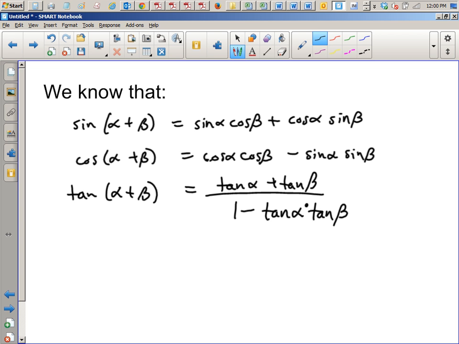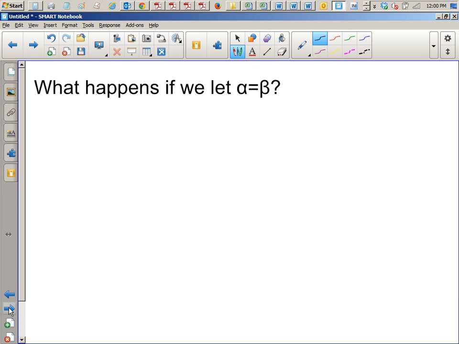But listen, these are true for all angles, not just specials. You guys understand that, right? These are true if alpha is 1 degree and beta is 14 degrees. You see what I'm saying? So these are always true, as long as the alpha is not forbidden. Like alpha cannot be 90, for example, in this problem, because then you have undefined. But don't always think special angles, you know? But what would happen if we let alpha equal beta?